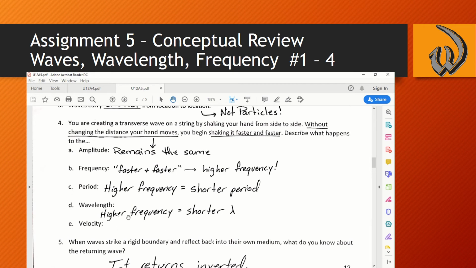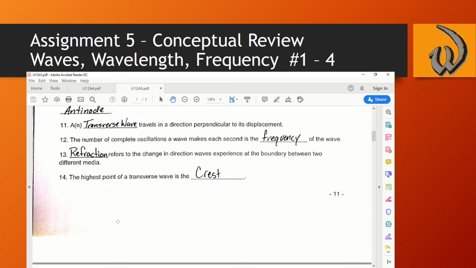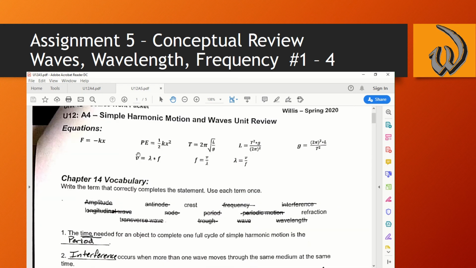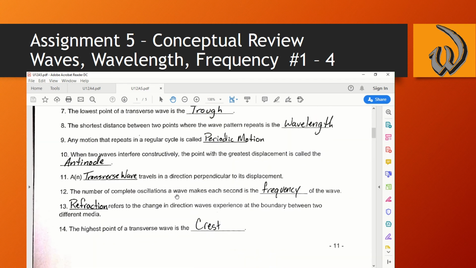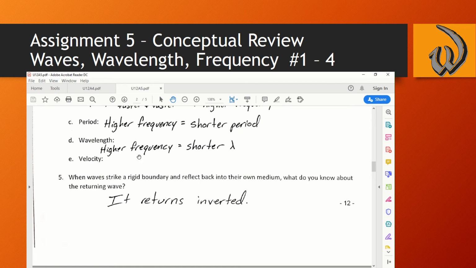Velocity, I left blank because I wanted to remind you yet again, velocity does not depend, where did I have that? Oh, it's assignment 4. Velocity right here does not actually depend on wavelength and frequency, despite them being in an equation together, and you can use wavelength and frequency to find velocity. Velocity is determined by the medium that that object is traveling through. That was one of your key vocab terms, concepts from chapter 14, and it's going to show up again in sound. So I wanted to point that out once again.